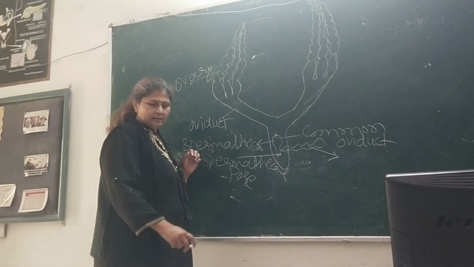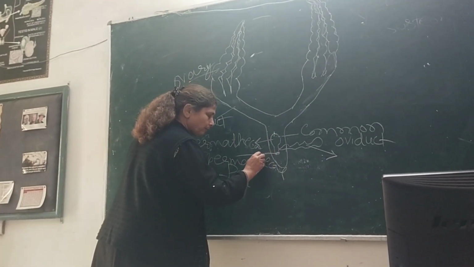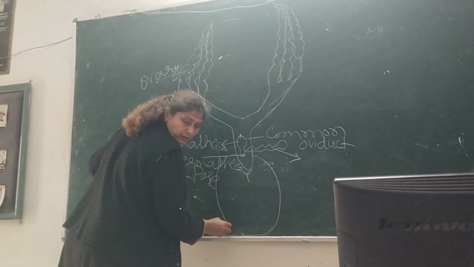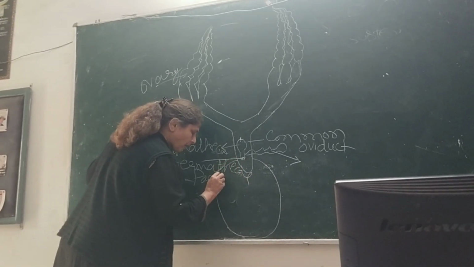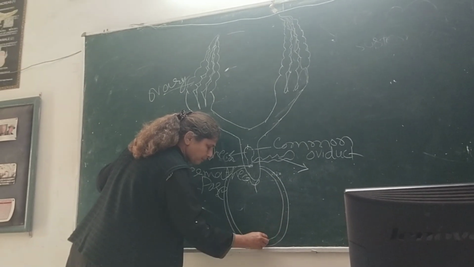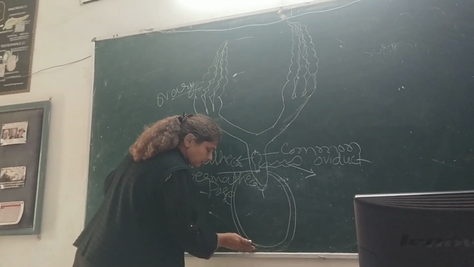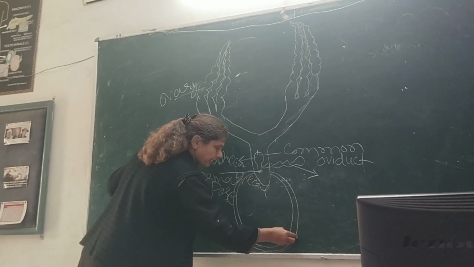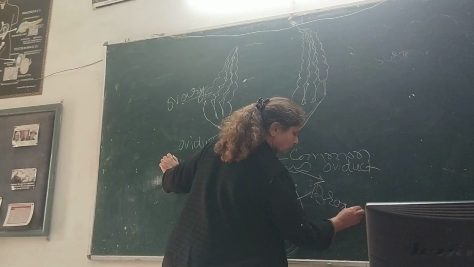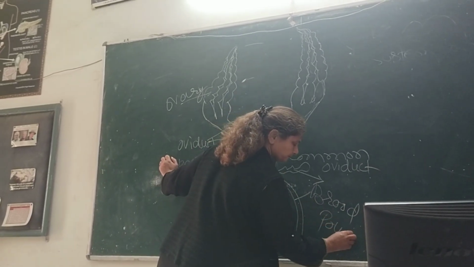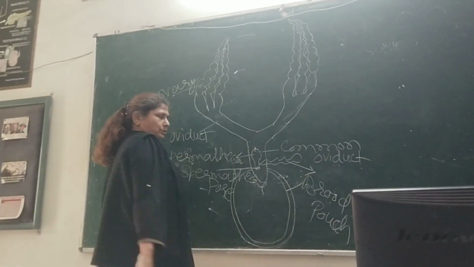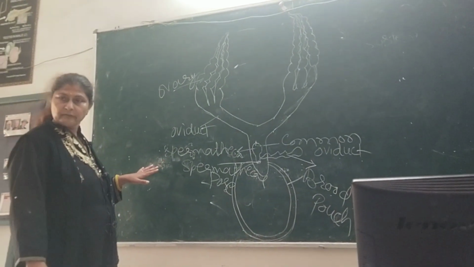After that, the brood pouch is formed. The brood pouch is formed by the 8th, 9th, and 10th, and these are collectively joined with each other and form a common structure. This is called the brood pouch. This is clear to everyone.